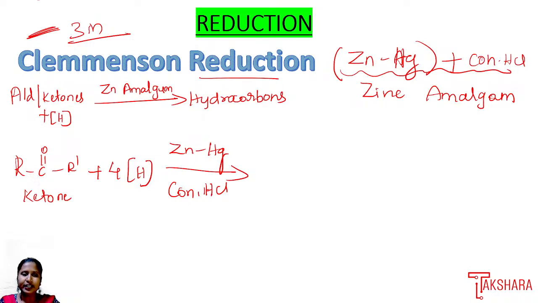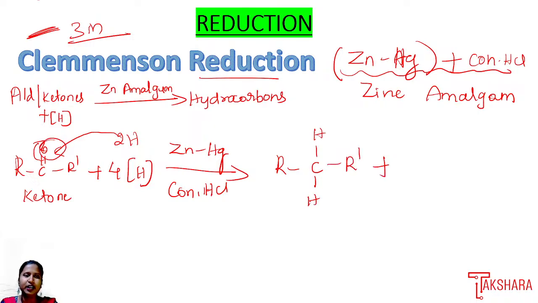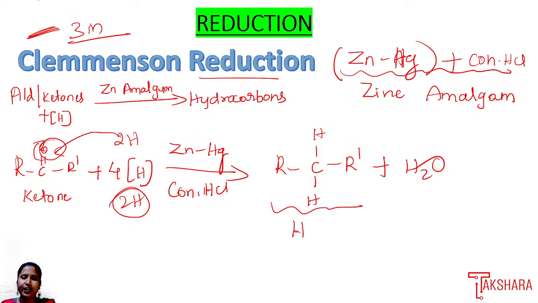And what product do we get here? Among the 4 hydrogen atoms, 2 hydrogen atoms are going to replace the oxygen. The oxygen is replaced, and this double bond is going to convert into a single bond, so that we'll get RCH2R dash. The other 2 hydrogen atoms combine with the oxygen atom to give a water molecule, and the water molecule is removed. This product is called a hydrocarbon.